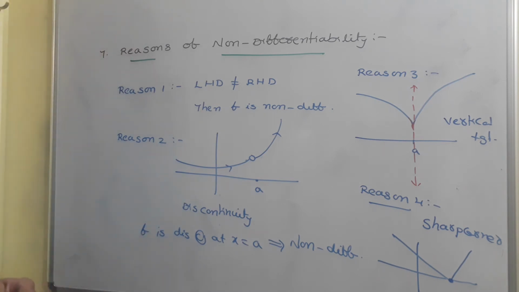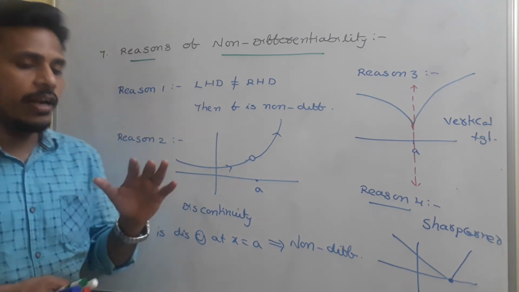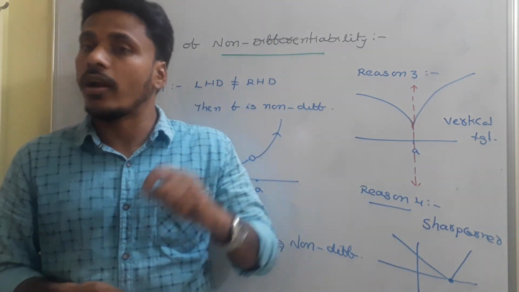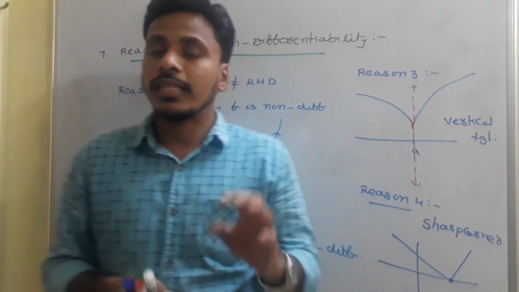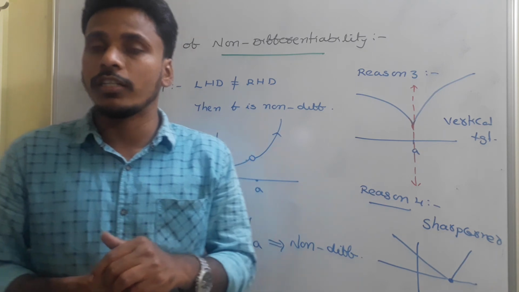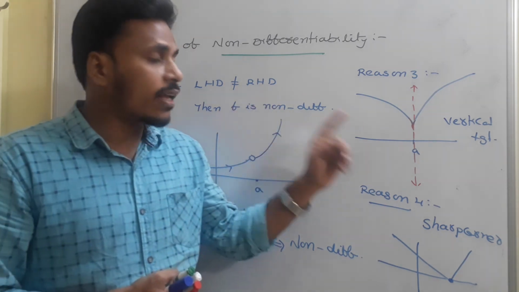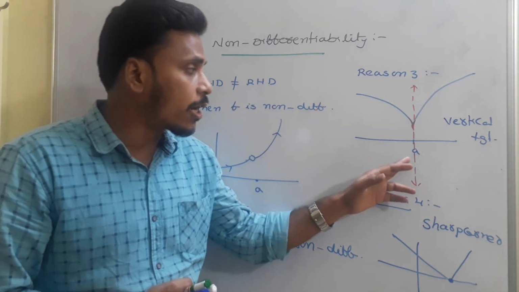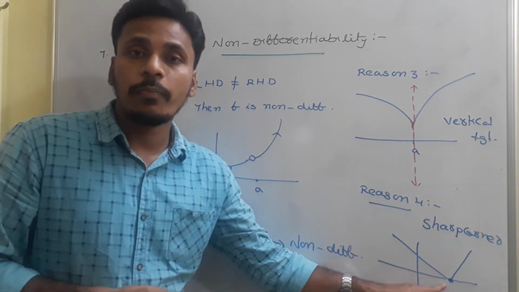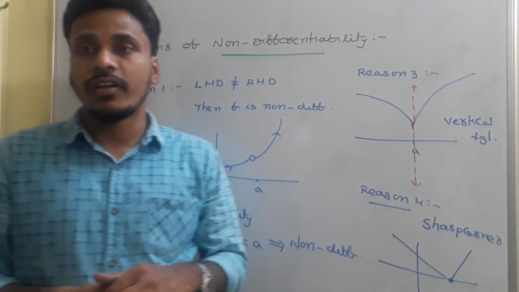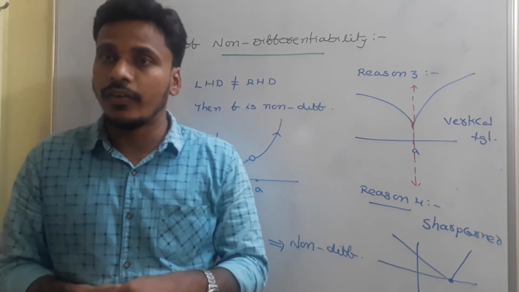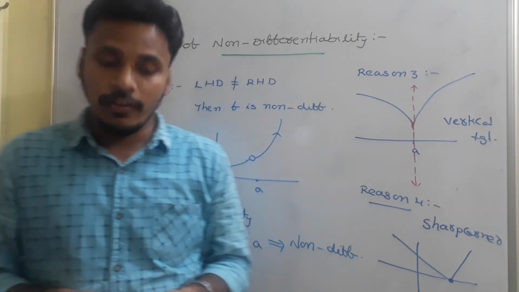Some functions are non-differentiable, and I am mentioning the reasons for non-differentiability. If the graph of a function is discontinuous, then the function is non-differentiable at that point. If the graph has a vertical tangent at a point, then it leads to non-differentiability. If the graph has a sharp corner, then it leads to non-differentiability. If the left hand derivative is not equal to the right hand derivative, then also the function is not differentiable.